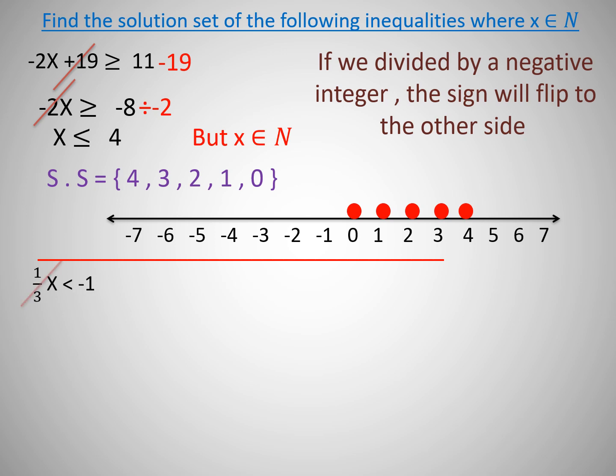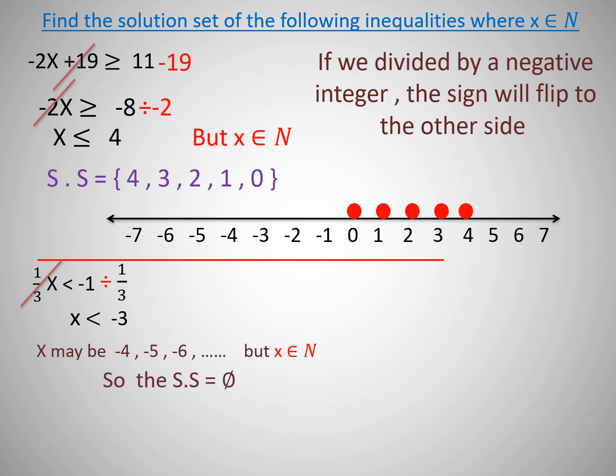Another example. 3x less than negative 1. 3x means 3 times x less than negative 1. So we will remove 3 and translate it to the other side by dividing by 3. The remaining is x less than negative 3. The integers less than negative 3 are negative 4, negative 5, negative 6. But these integers do not belong to N. So the solution set will be phi.